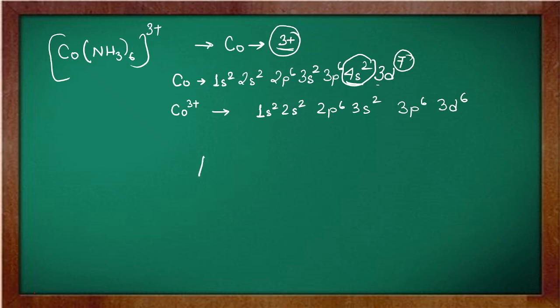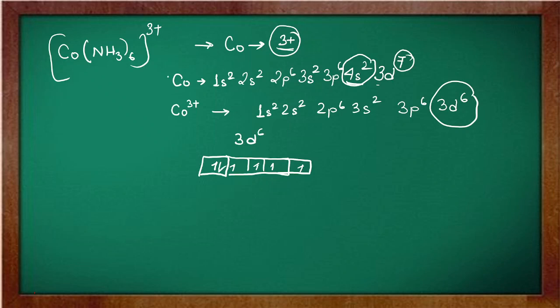So now the 3d6 orbital, the 6 electrons, let me draw this one. Suppose these are the d orbitals: 1, 2, 3, 4 and another one, 5. This is my 3d orbital, and now in my 3d orbital how many electrons are there? In total 6. So follow Hund's rule: 1, 2, 3, 4, 5 are first singly occupied and then the pairing occurs. So this is my 3d6.